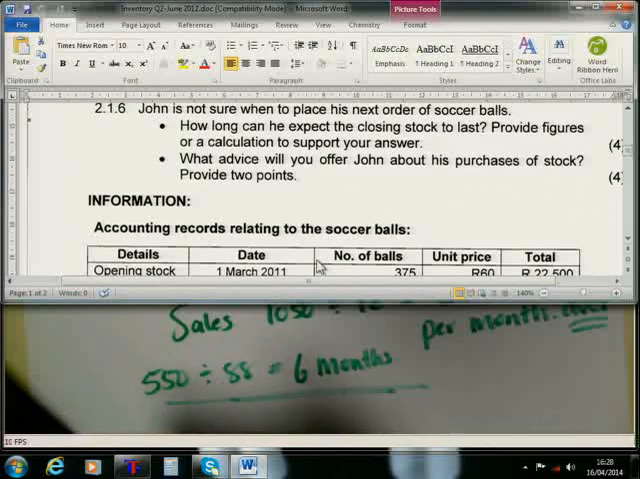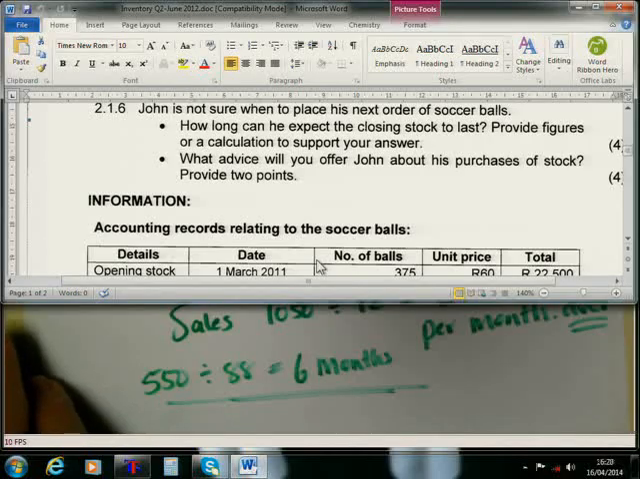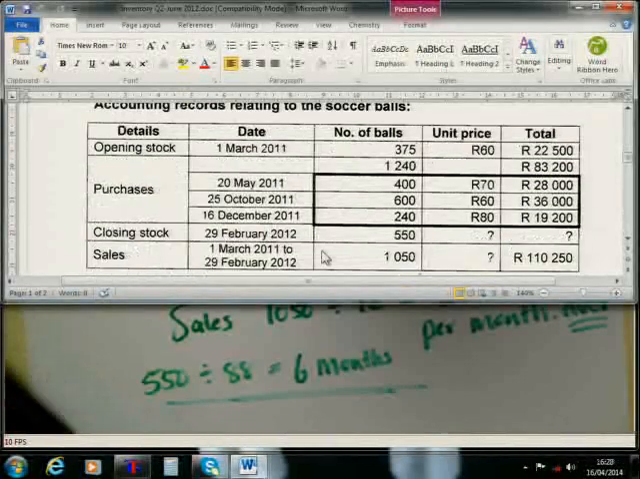Maybe he purchased too much at a time. If you look at especially October, 600, and if you keep in mind that you only sell 88 balls per month, that's 600 divided by 88. So he basically bought in 1 month, on the 25th of October, enough balls to keep us going for 6,8 months. So I think one of the points will be purchase smaller quantities.